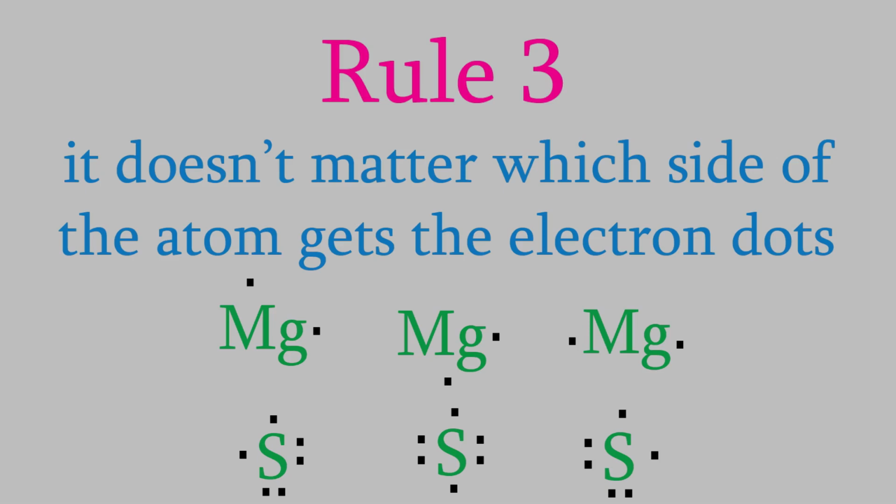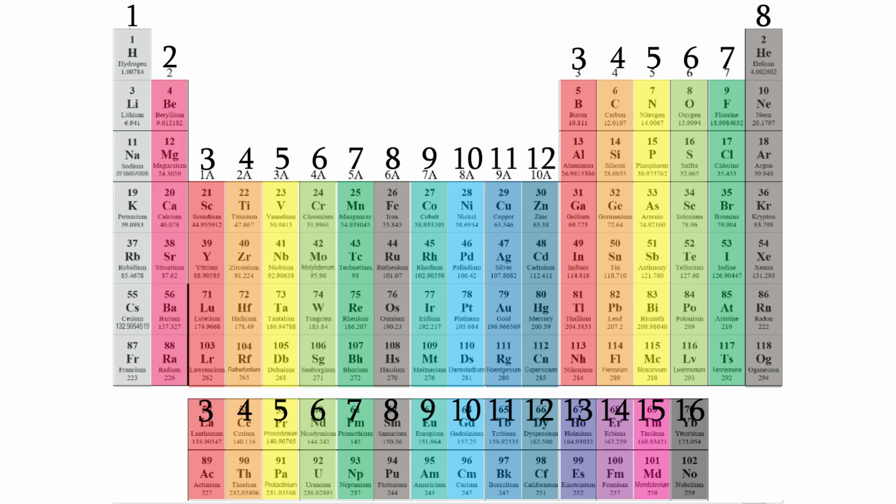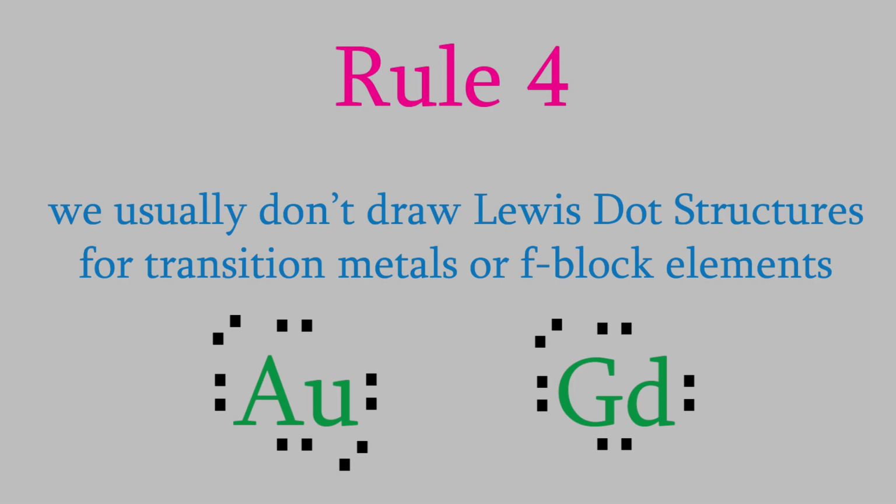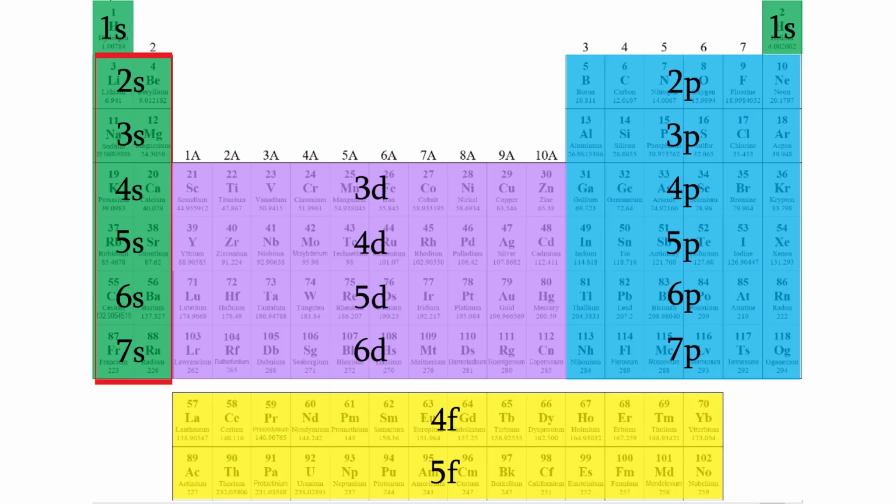Finally, there's one more rule, although we're allowed to break this one sometimes. You'll notice that some elements have lots of valence electrons. For example, gold has 11 and gadolinium has 10. That means a Lewis structure of those elements would have lots of dots, and it could be very hard to squeeze them into the symbol. For that reason, we usually don't draw Lewis structures for atoms in the transition metals or in the F block of elements. Instead, almost all Lewis structures we draw are just for the atoms in the S block or the P block.